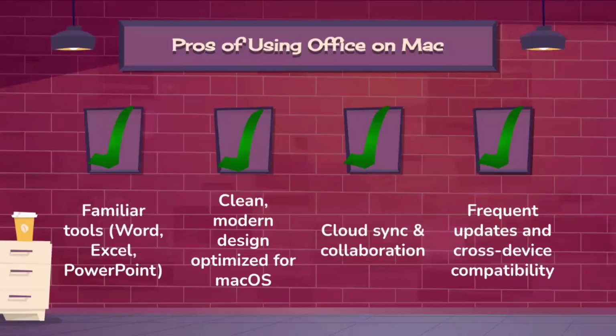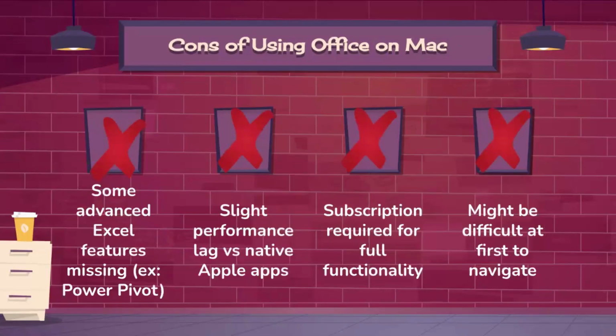Pros of using Office on Mac. It has familiar tools such as Word, Excel, and PowerPoint. It's a clean, modern design optimized for macOS, with cloud sync and collaboration, frequent updates, and cross-device compatibility. Cons of using Office on Mac. Some advanced Excel features are missing, such as Power Pivot, slight performance lag versus native Apple apps, subscription required for full functionality, and it might be difficult at first to navigate.